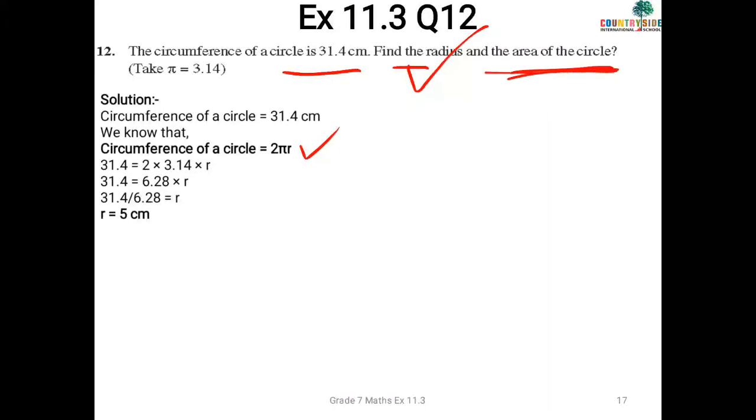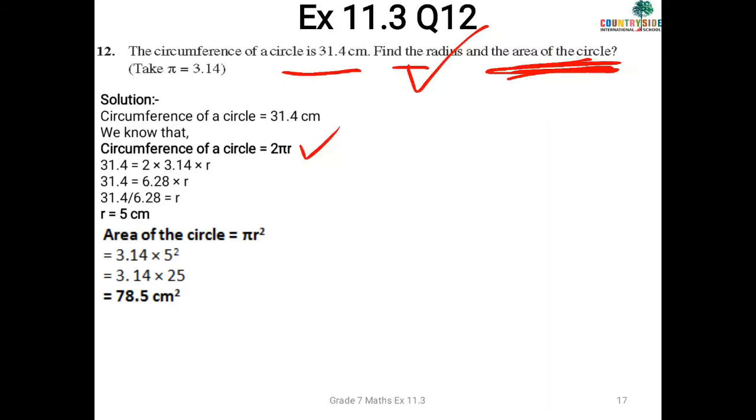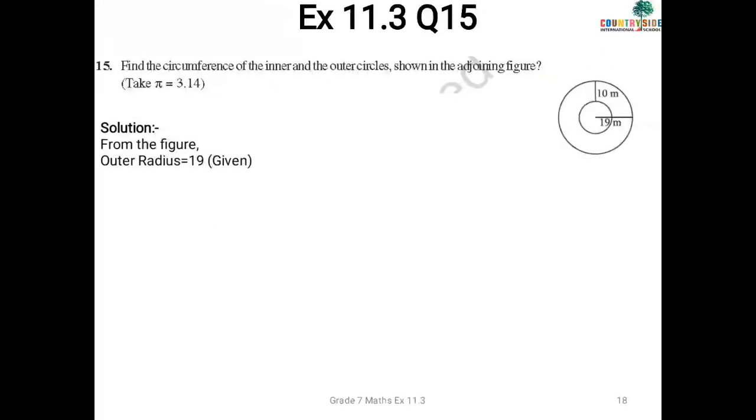Here we have to find the area. So area of circle is pi r square. Very simple, pi is nothing but 3.14. So 3.14 into 5 square, 5 square is 25. So 3.14 into 25, that is 78.5 centimeter square.